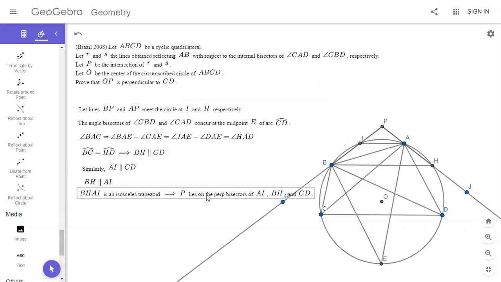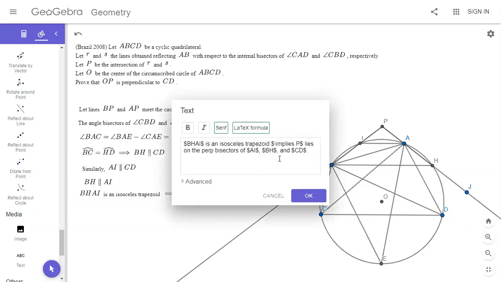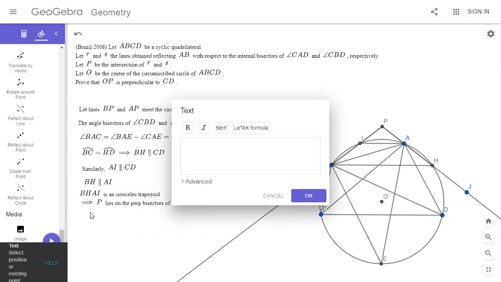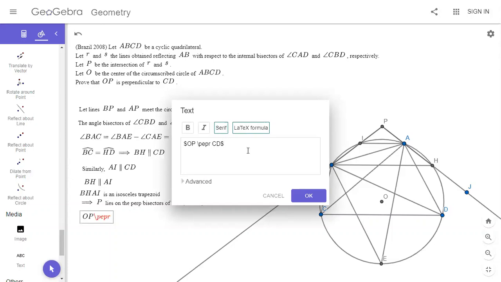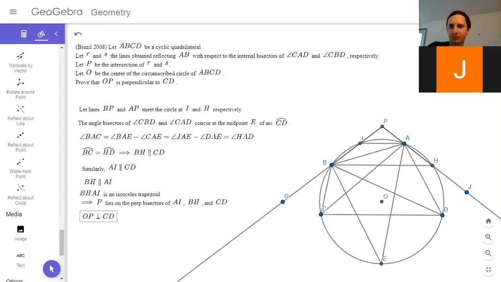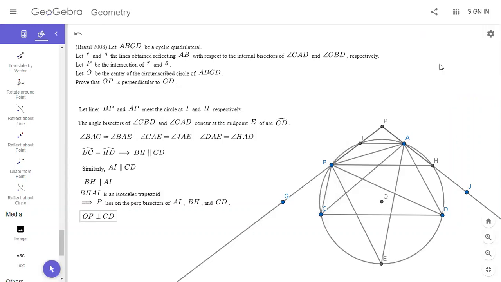Here we go. Let me do it like this. All right, does that make sense? Yeah, it makes sense. All right. Let's move on to the next one.